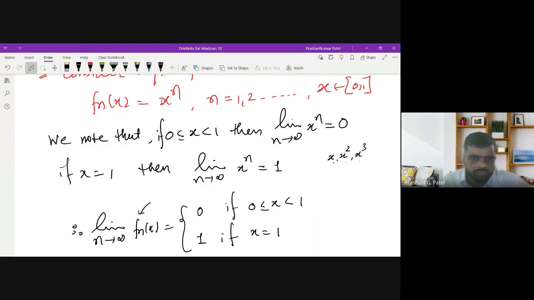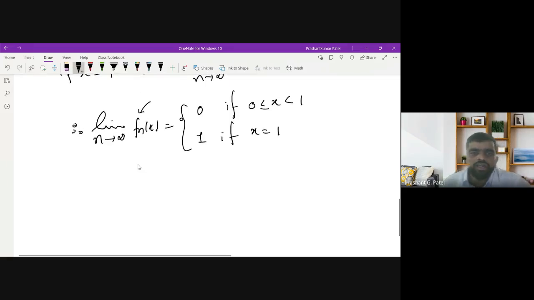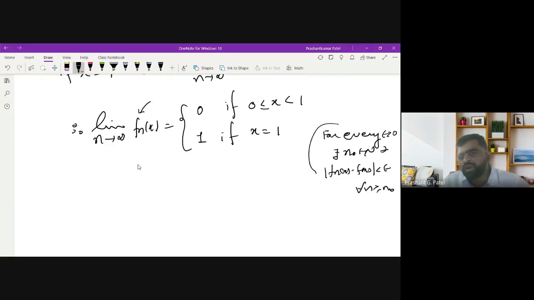Why is this happening? That is an interesting question to search out. With regards to that, let us go by the epsilon delta definition. We know that the definition of a limit says that for every epsilon greater than 0, there exists n0 belonging to N, such that mod of fn of x minus f of x is less than epsilon for every n greater than or equal to n0. This is for every x belonging to E.